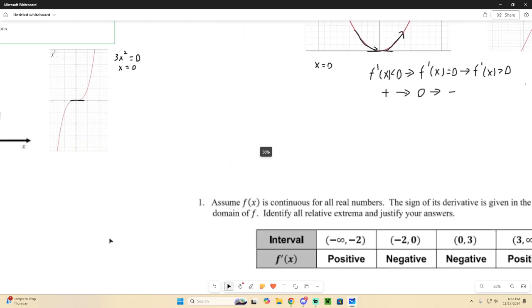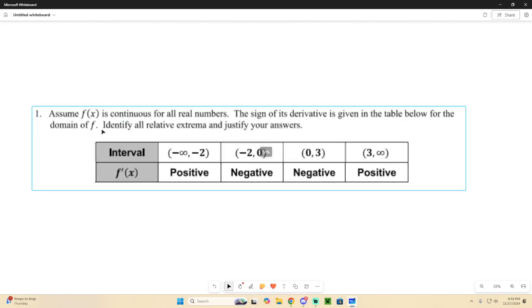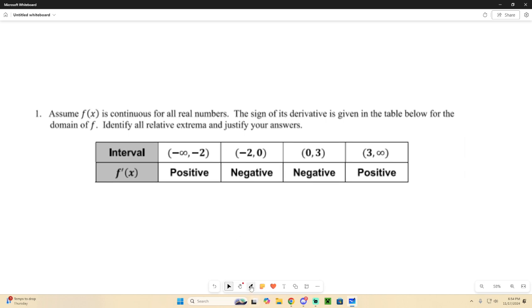Alright, so now let's go into a question. This one says, assume f of x is continuous for all real numbers. The sign of its derivative is given by the table below for the domain of f. Identify all relative extrema and justify your answer. So we can see our critical points are going to be right here, right here, and right here. So our critical points are going to be at x equals negative 2, x equals 0, and x equals 3.